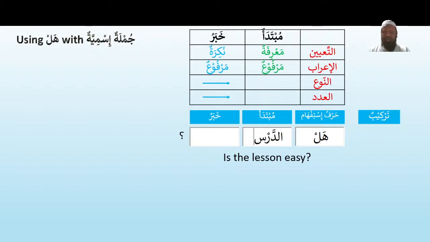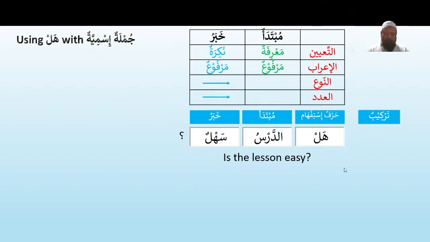Yes, with dhamma, because hal is غير عامل, so it doesn't change anything to the mubtada. So الدرس, and we need a khabar. Ask a question. سهل. هل الدرس سهل? Now over here we've done this before, that when we have two sukuns together, one sukun here, another sukun on the lam here, as we have a tajdeed, this is why we don't see the sukun. Sukun is there.